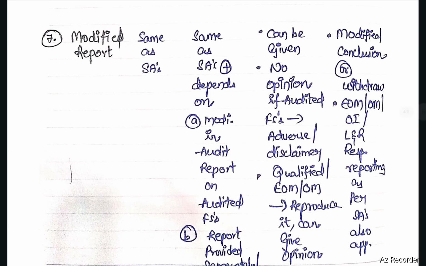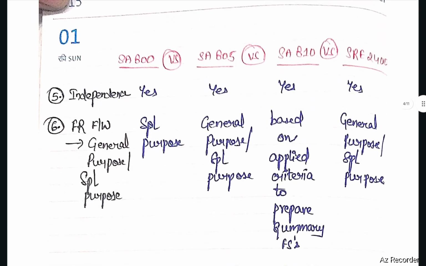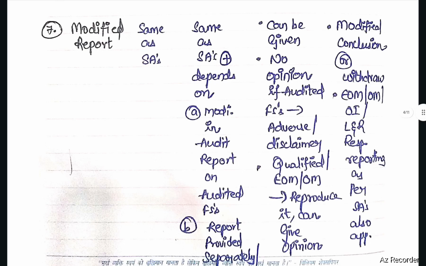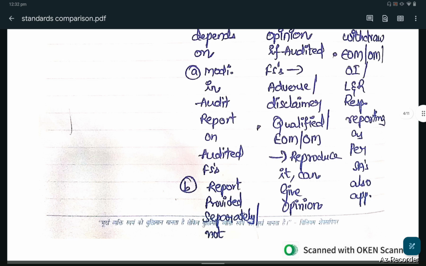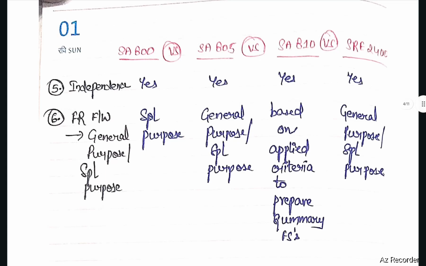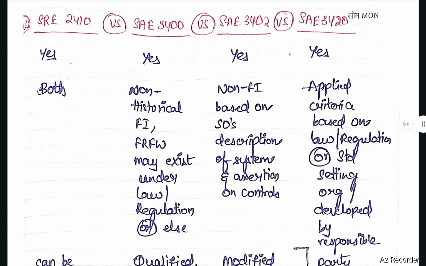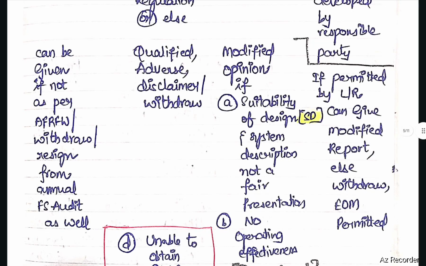Next, modified opinion. In case of SRE 2400, modified conclusion can be given or can withdraw from the assignment. For this case, emphasis of matter paragraphs, other matter paragraphs, other information, laws and regulation responsibilities reporting as per SAS are also applicable to this SRE 2400. In case of SRE 2410, modified report can be given if not as per applicable financial reporting framework, or withdraw from the assignment, or resign from annual financial statements audit as well.